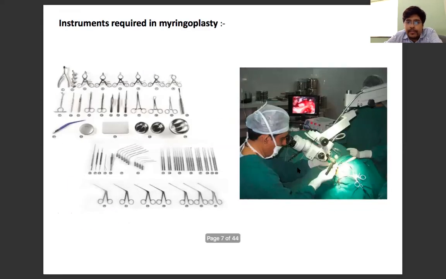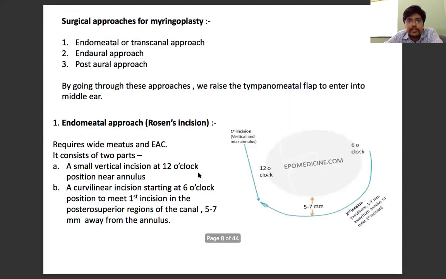Now, see, this is the basic idea. This is the microscope. A surgeon is sitting, the patient is lying down in supine position with the head turned to the other side. The operated ear is on your side and you will be operating. These are the different sets of instruments. For your level, not that much detail is required.